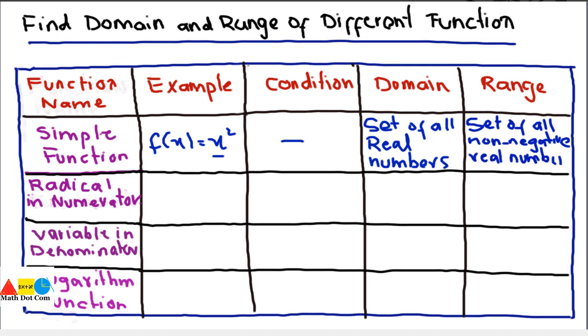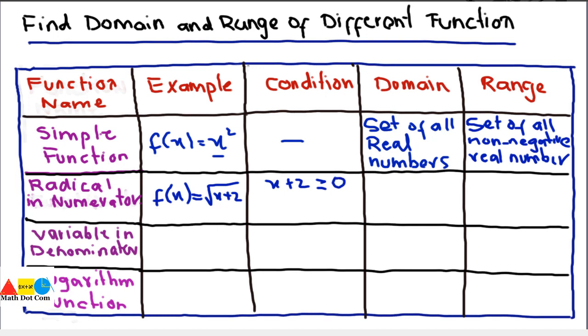So this is how we can find the domain and range quickly of the simple function. Now if you come across functions having a radical, that is f of x is equal to under root x plus 2, quickly what you have to do is apply a condition. That is, the expression in the radical, x plus 2, should be greater than or equal to 0.